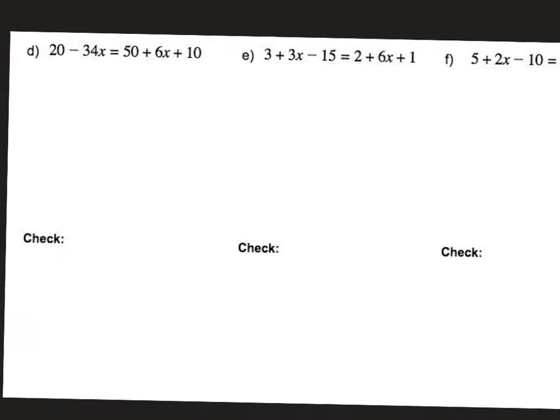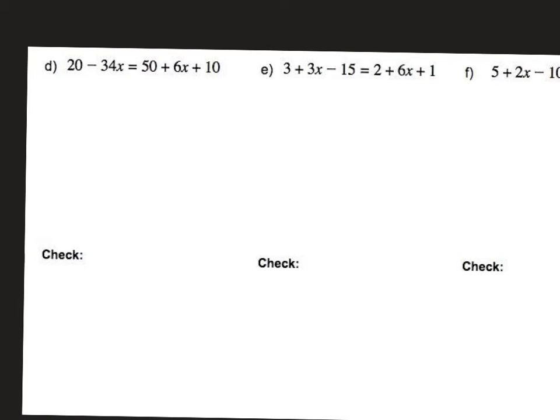All right, letter D. Okay, so this first one here, no parentheses to get rid of. So this one's a little bit different because we can combine like terms on this one before we start. So we have 50 plus 10, which gives us 60. So this stays the same.